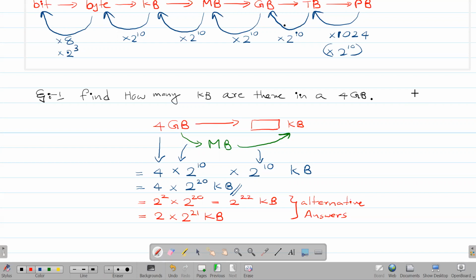Yes, sir. Right. Okay, so let's write down the first example. After that, we'll convert a bigger value into a smaller one.